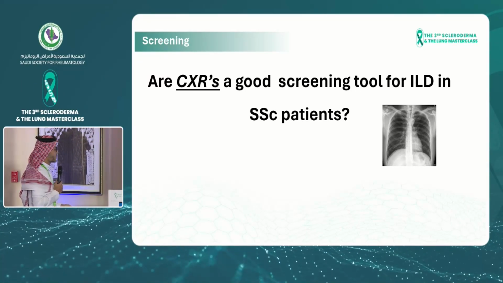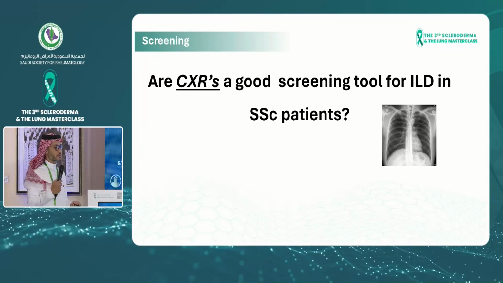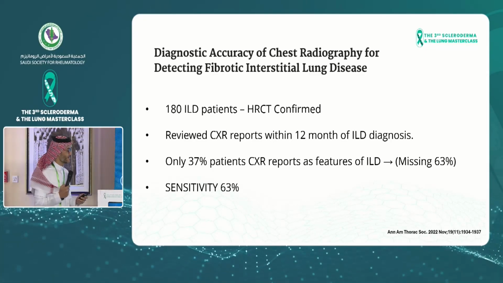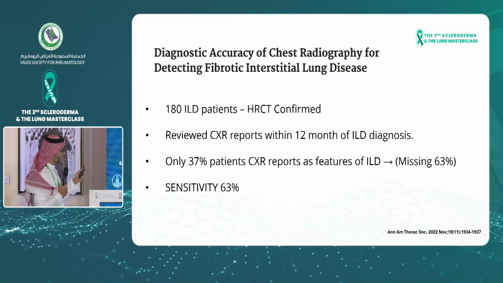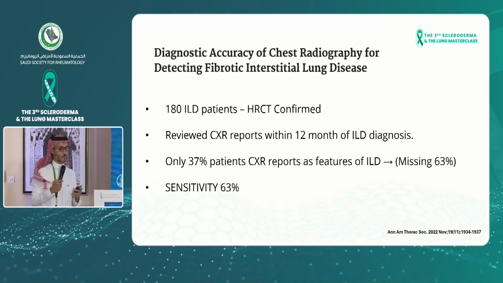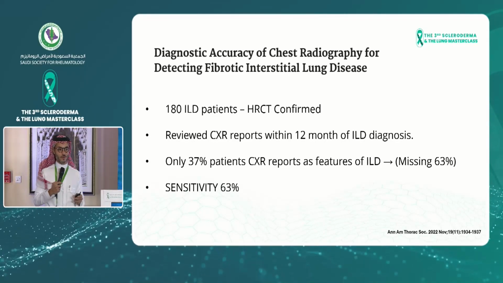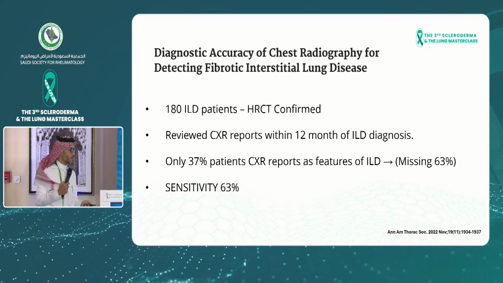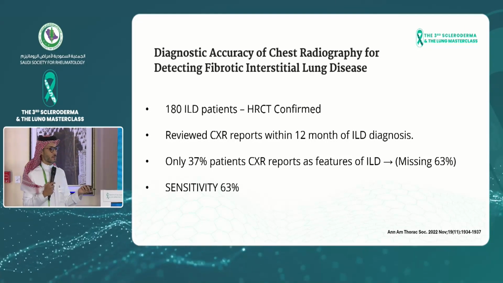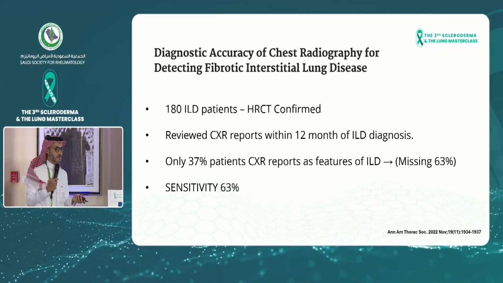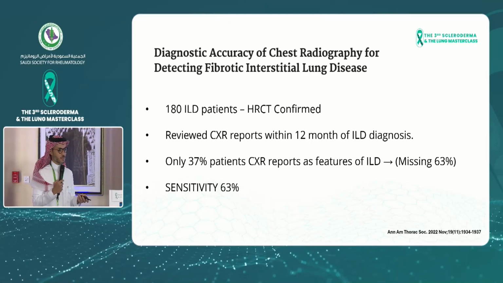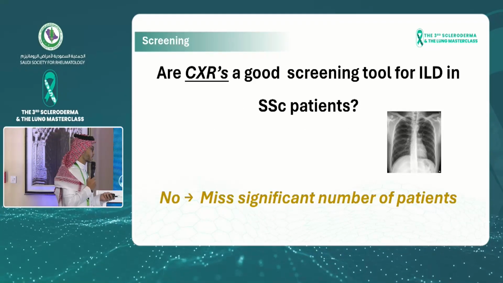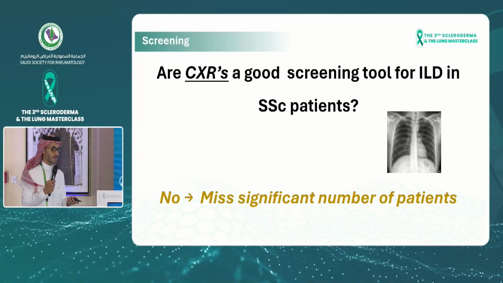So is chest X-ray a good screening tool for ILD in systemic sclerosis patients? In this study, 180 patients had ILD confirmed by HRCT, and then they reviewed the chest X-rays from the previous 12 months. And actually, they missed around 63% of the patients. So 63% were reported as a normal chest X-ray. So definitely do not rely on chest X-ray for screening because you're going to miss a significant number of your patients.